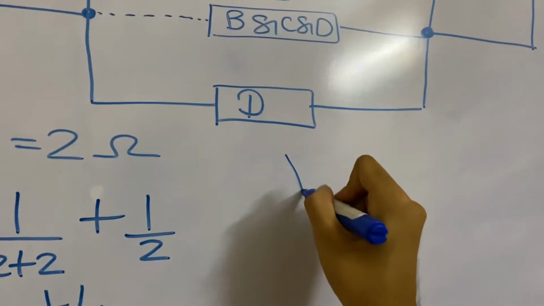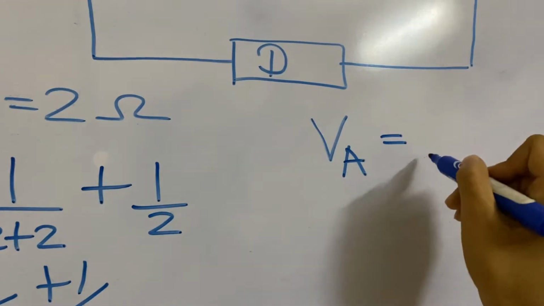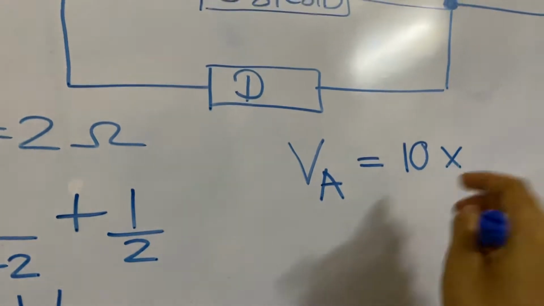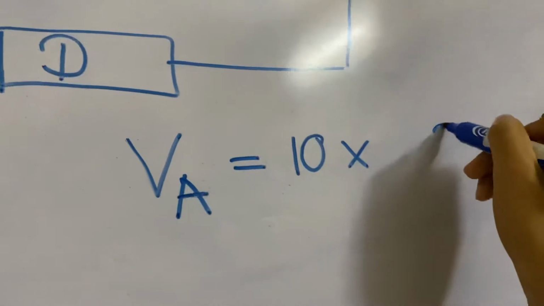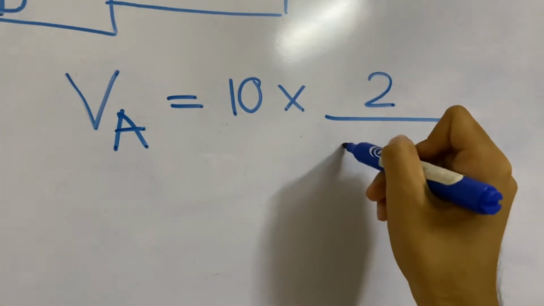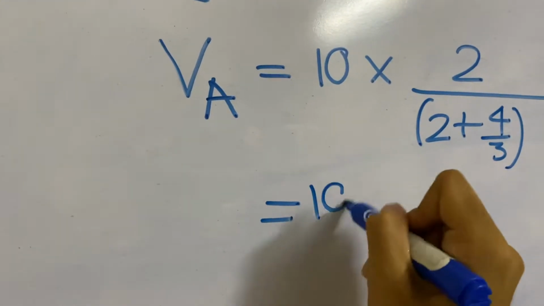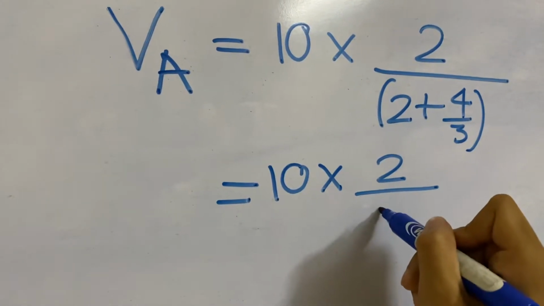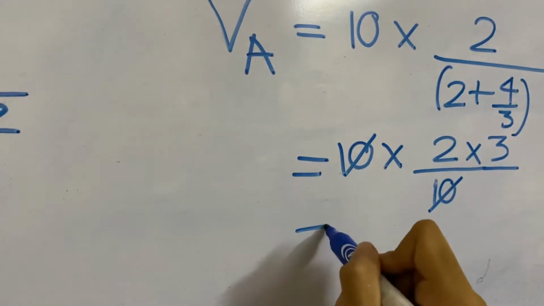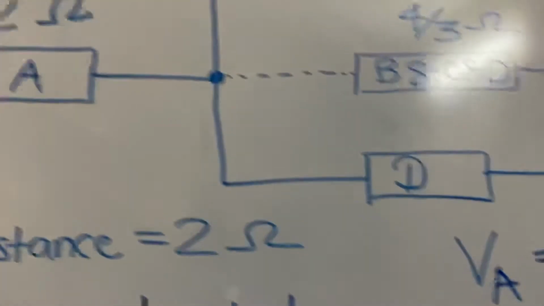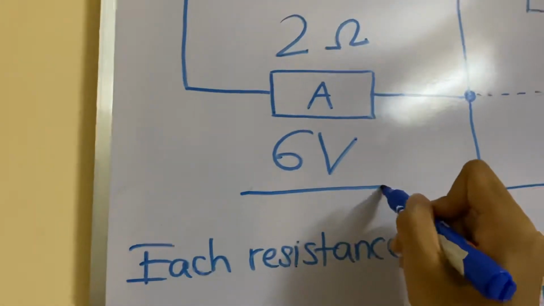So the voltage across the resistor A is equal to the total voltage multiplied by the resistance value of that particular resistor, which is in this case 2, divided by the total, which is 2 plus 4 by 3. This is 10 multiplied by 2 divided by 10 by 3. So I can write this like this. This 10 and this 10 cancel, so this has to be 6 volts. So the voltage across the resistance A is 6 volts.